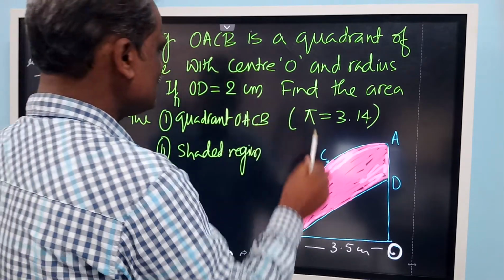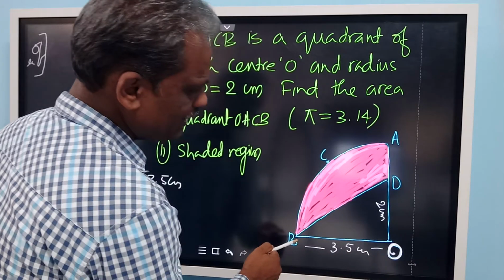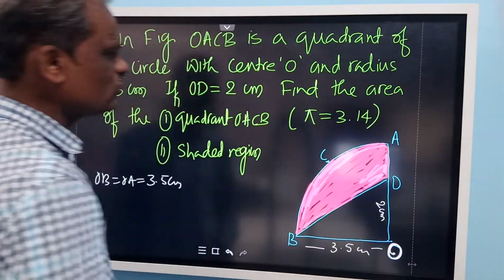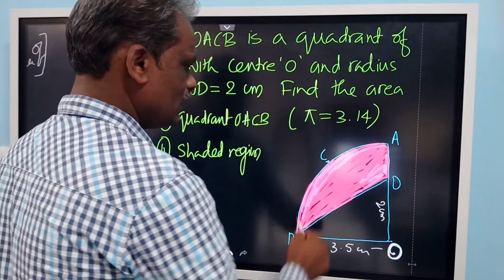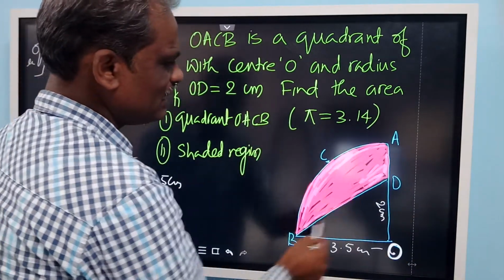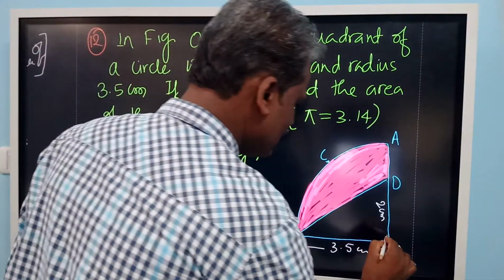And this OD is 2 centimeter. This length is 2 centimeter. So from here to here it is 3.5, from here to here it is 2 centimeter. Find the area of the quadrant OACB and then the shaded region area. First you need to find the area of this quadrant, then the shaded region area.